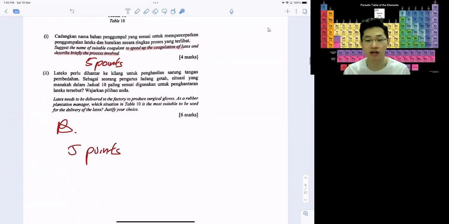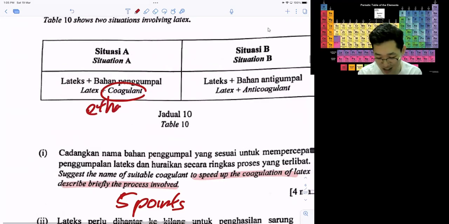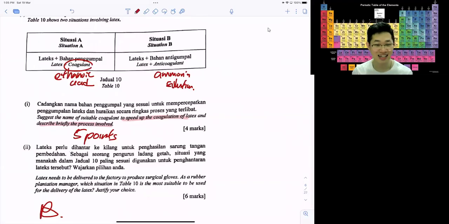What is the suitable coagulant? Ethanoic acid. Coagulate means to make the latex coagulate. Ethanoic acid. This is ammonia solution. Next.